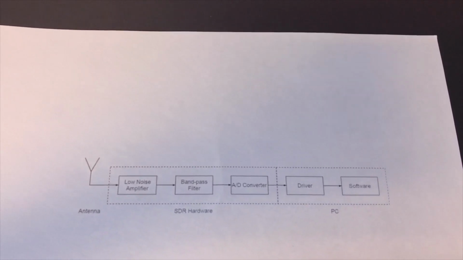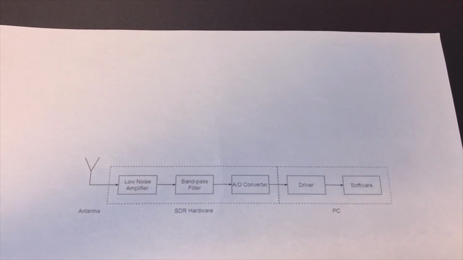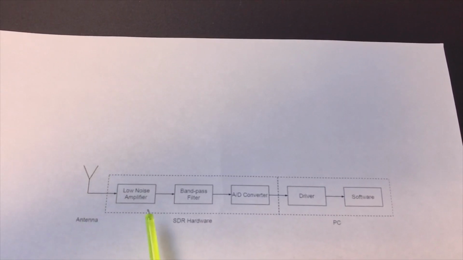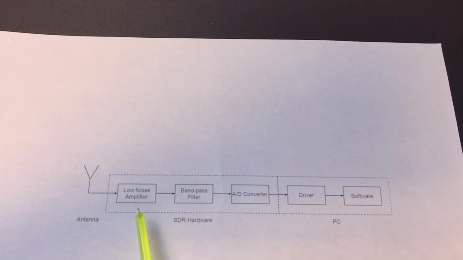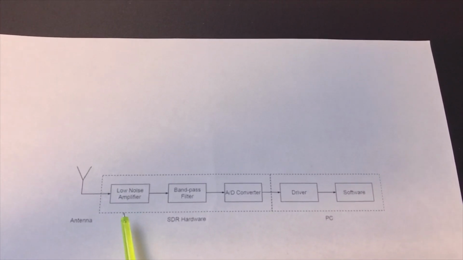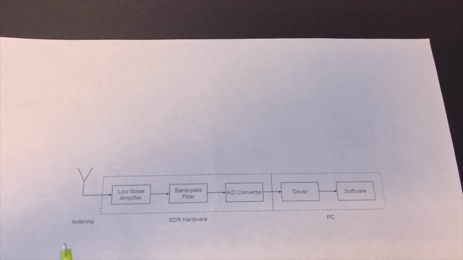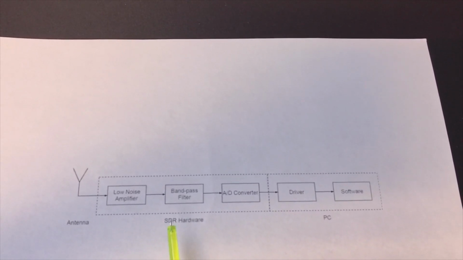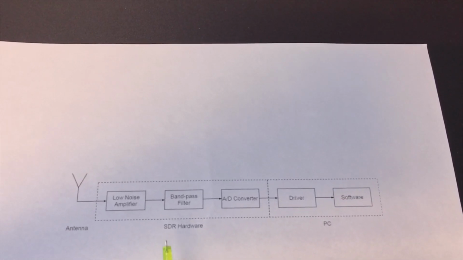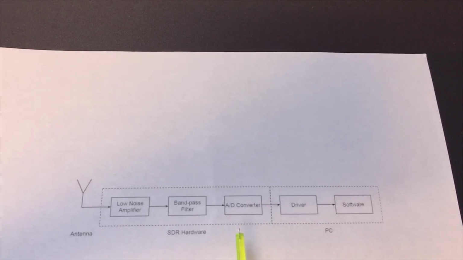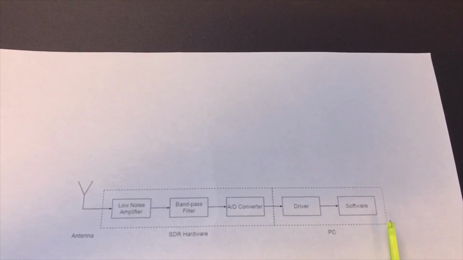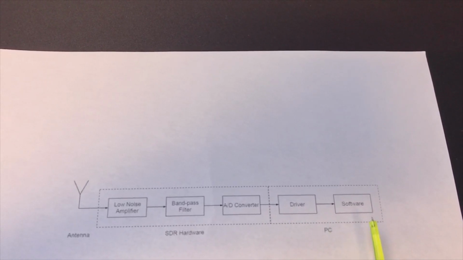Trying to find the most simple block diagram, and as you can see, I just put the antenna signal into a big amplifier, a low noise amplifier, so it does amplify a lot, but with low noise. Band filters keep the distortion out of the 4G, 5G. Then you have your analog digital converter, and then the rest is handled by the PC, by the driver and by the software.